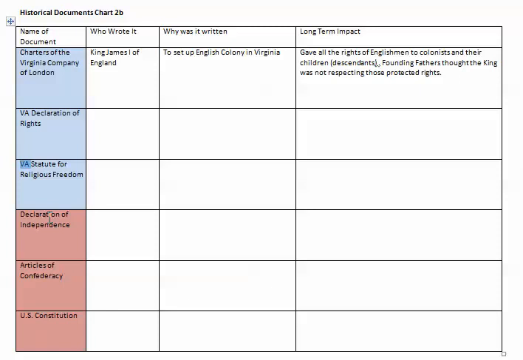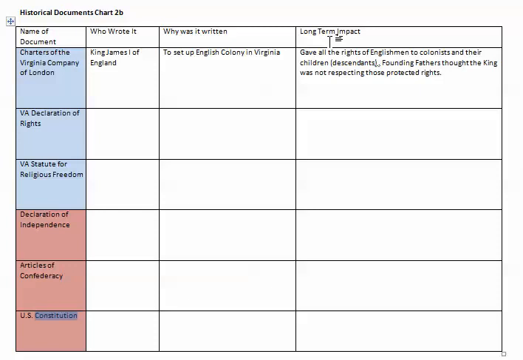So this is the Declaration of Independence, applies to everybody. Articles of Confederacy, boo, that applies to everyone too. And the U.S. Constitution, which of course applies to everybody in America. So here's how to do this. You're going to research using your notes, using your core content, your textbook, the materials that we gather in class, whatever you need to do, and you're going to fill this chart out on your own.